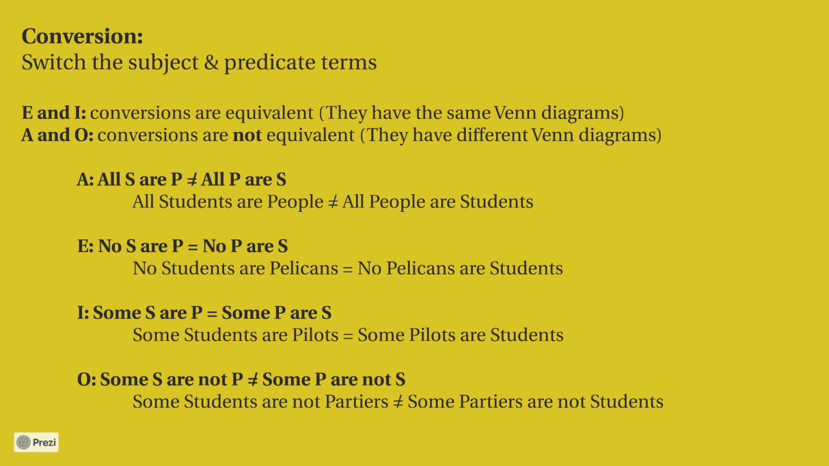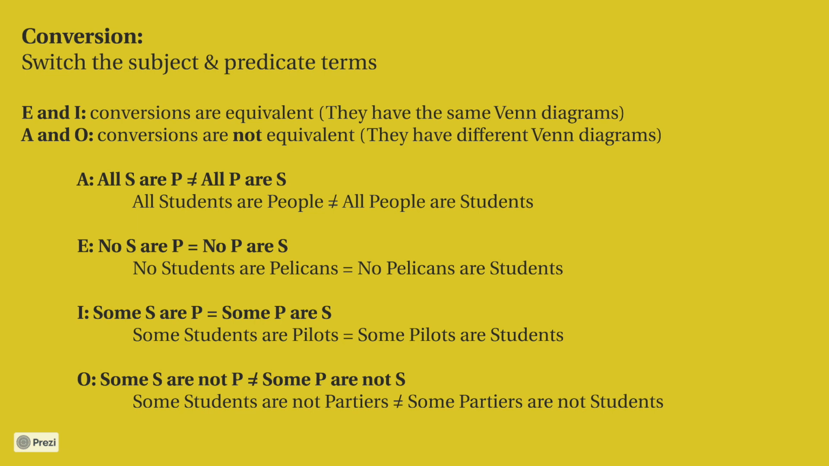Now, once we convert these propositions, we find that in the case of A forms and O forms, the conversions are not equivalent. If we were to draw out the Venn diagrams, they would have different Venn diagrams. For example, with an A form, all students are people is not the same as saying all people are students. And with the O form, to say some students are not partiers is not the same as saying some partiers are not students. So these forms are not equivalent.